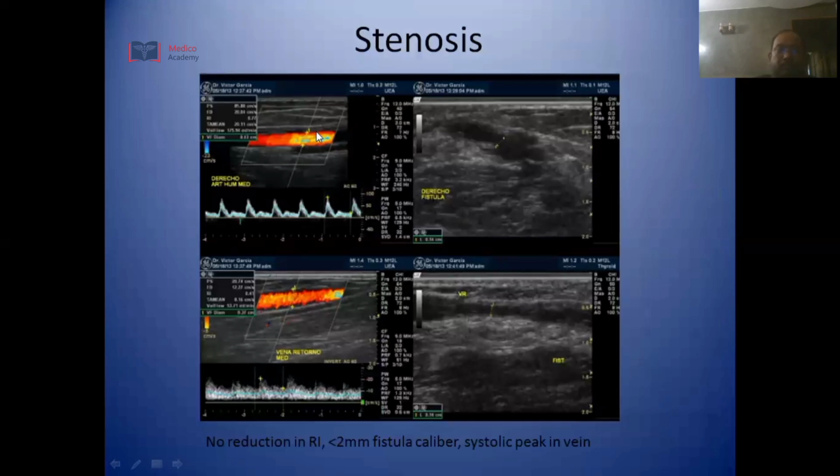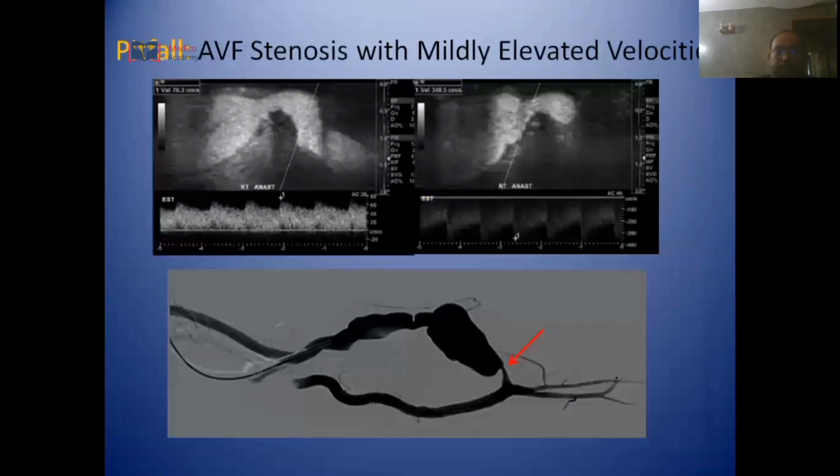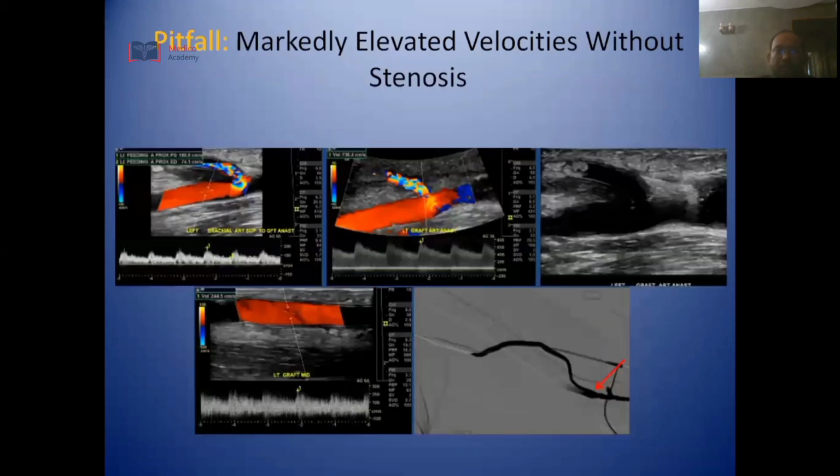This is an example of stenosis where you are able to see there is low flow with narrowing of the diameter. Similarly, there is long segment narrowing of the diameter of the artery. The pitfall is AV fistula stenosis with mildly elevated velocities that can resemble a stenosis. Another pitfall is marked elevated velocity without stenosis. In such a case, you are able to see that the velocity is increased, but there is no stenosis.